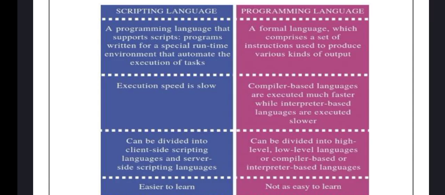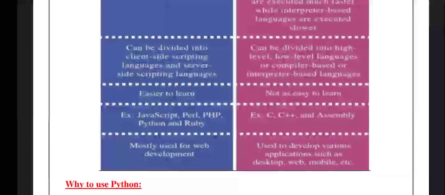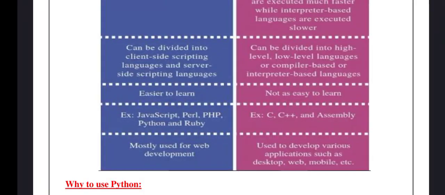A scripting language is easier to learn. A programming language is not easy to learn. Scripting language examples: JavaScript, Perl, PHP, Python and Ruby. Programming language examples: C, C++ and assembly. A scripting language is mostly used for web development. A programming language is used to develop various applications such as desktop, web, mobile, etc.